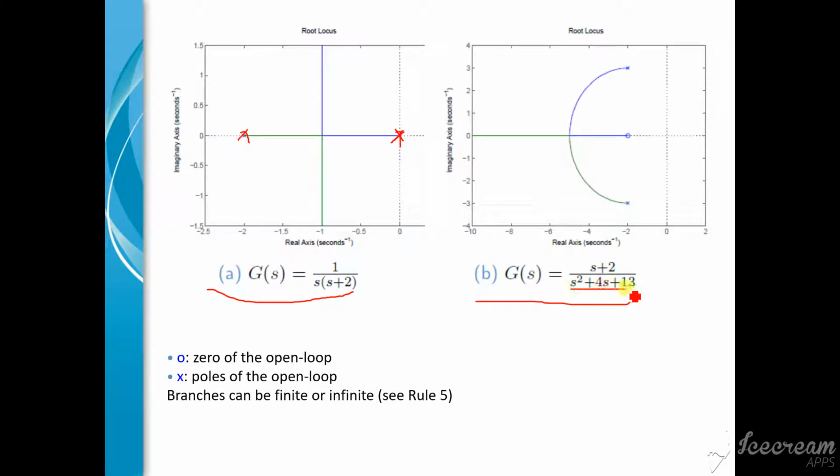Another one is the denominator is equal to 0. You have a 2 root. One root is here, one root here. That means you have a 2 root, you have a 2 pole, and a 2 branch.